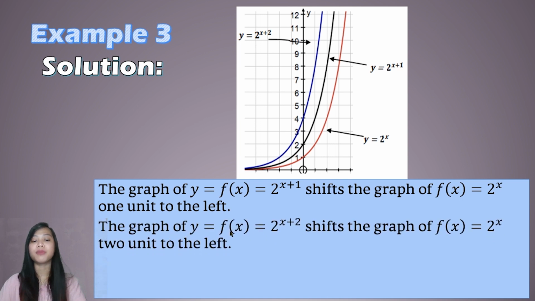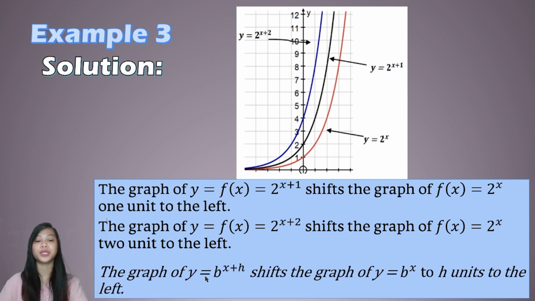The graph of f of x equals 2 raised to x plus 2 shifts the graph of f of x equals 2 raised to x 2 units to the left. So this red curve, when we shift it 2 units, will become this blue curve. As you can see, when we move 1, 2 units, this will be the blue curve, the graph for the function y equals 2 raised to x plus 2.